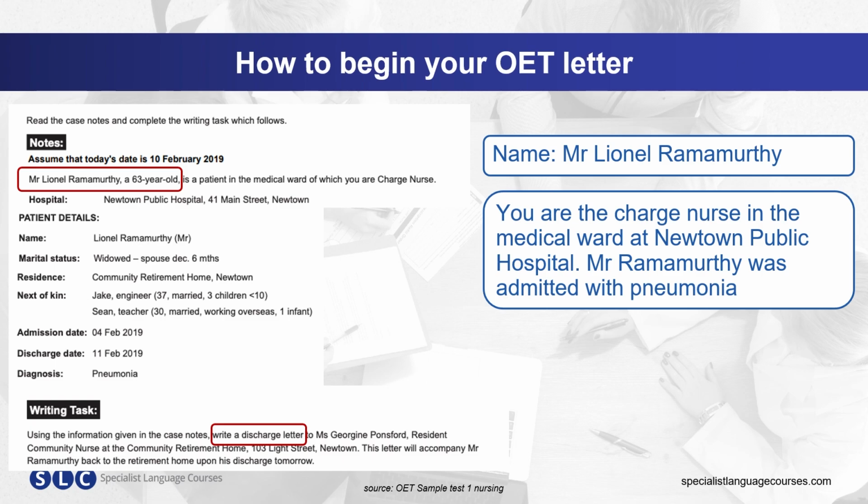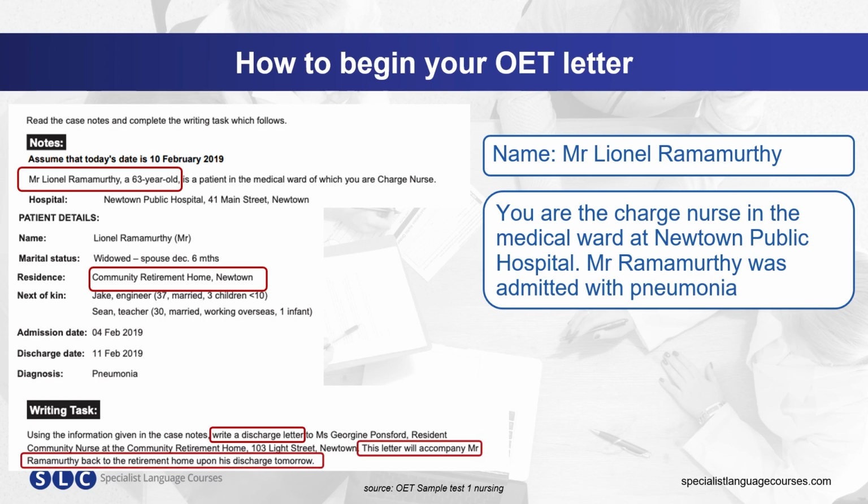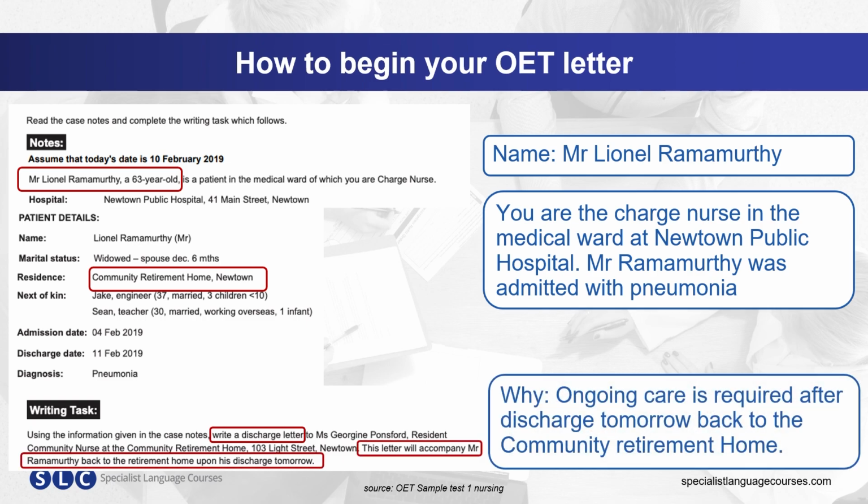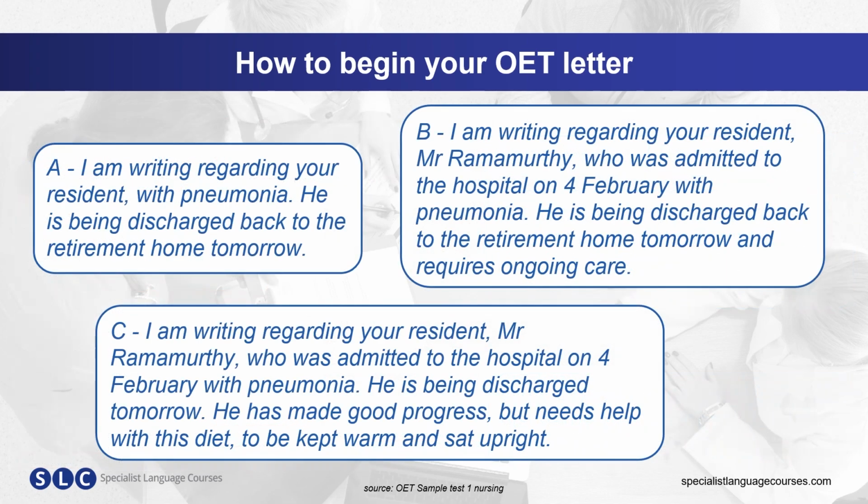We can also see that the patient is a resident at the community retirement home. So, the reason you're writing is to request ongoing care after discharge tomorrow when Mr. Ramamurthy returns back to the community retirement home. Let's look at some example first paragraphs. Read through A, B, and C and decide which paragraph you think would be most appropriate.